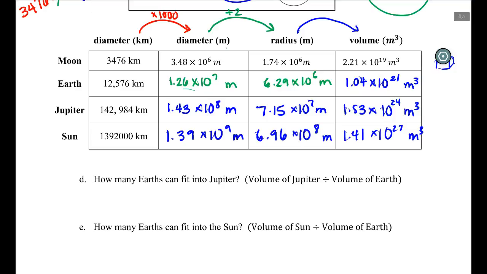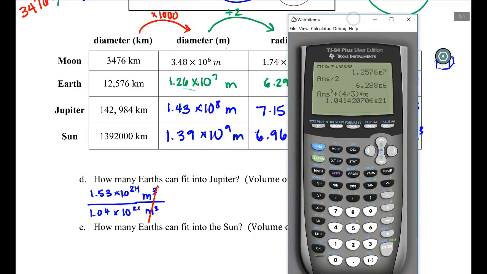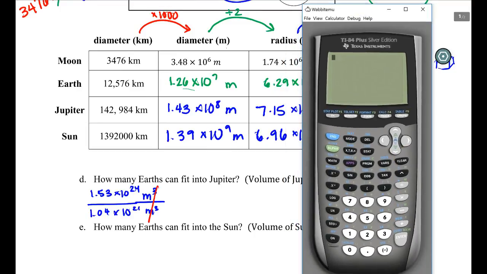But they told us they just want us to take the volume of Jupiter, which is 1.53 times 10 to the 24th meters cubed, and to divide it by the volume of Earth, which was 1.04 times 10 to the 21st meters cubed. So when this is all said and done, those meters cubed will cancel, and we'll just get a number of Earths. So this is where we need to understand how to use the graphing calculator, and not just in the sweet scientific mode. So we need to know how to enter 1.53 times 10 to the 24th.